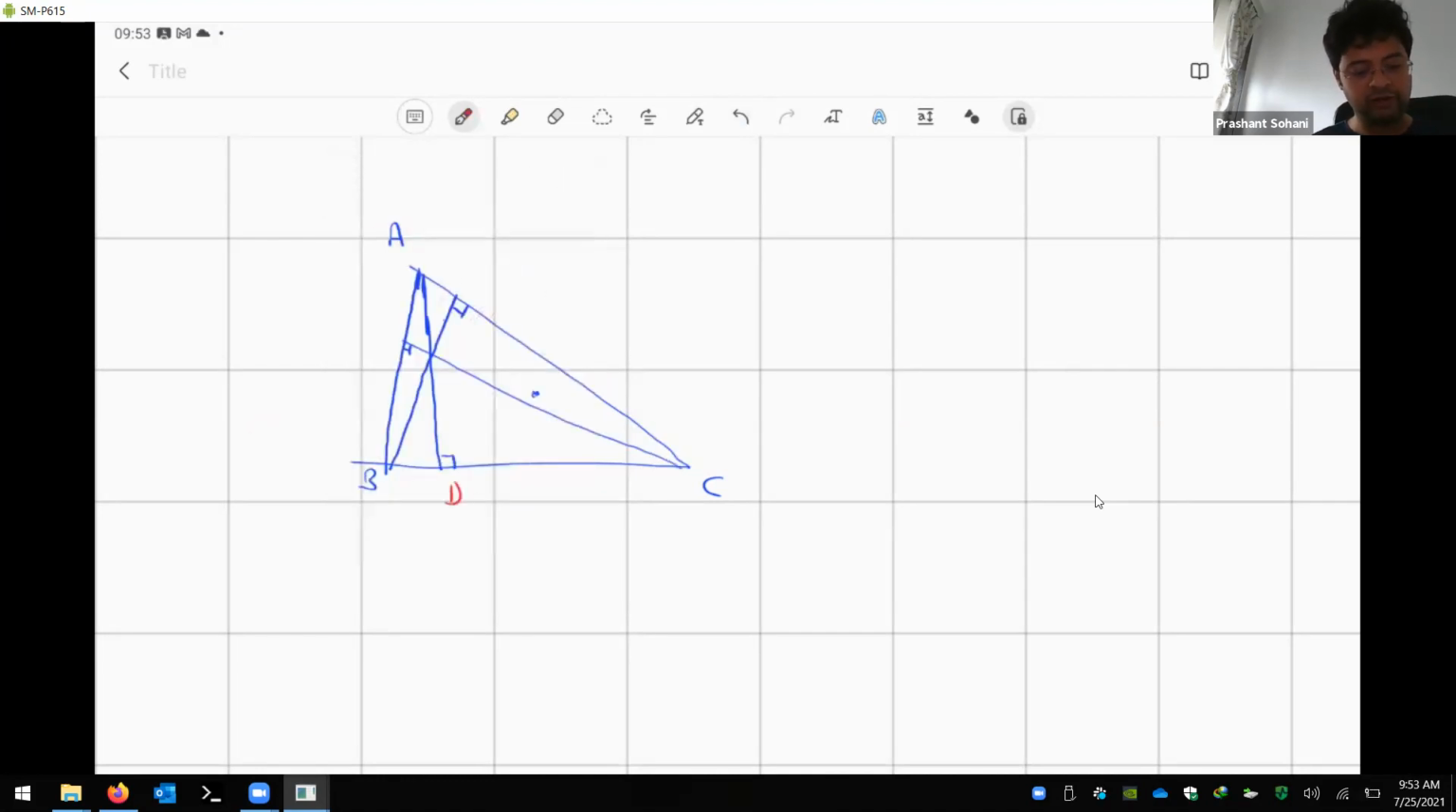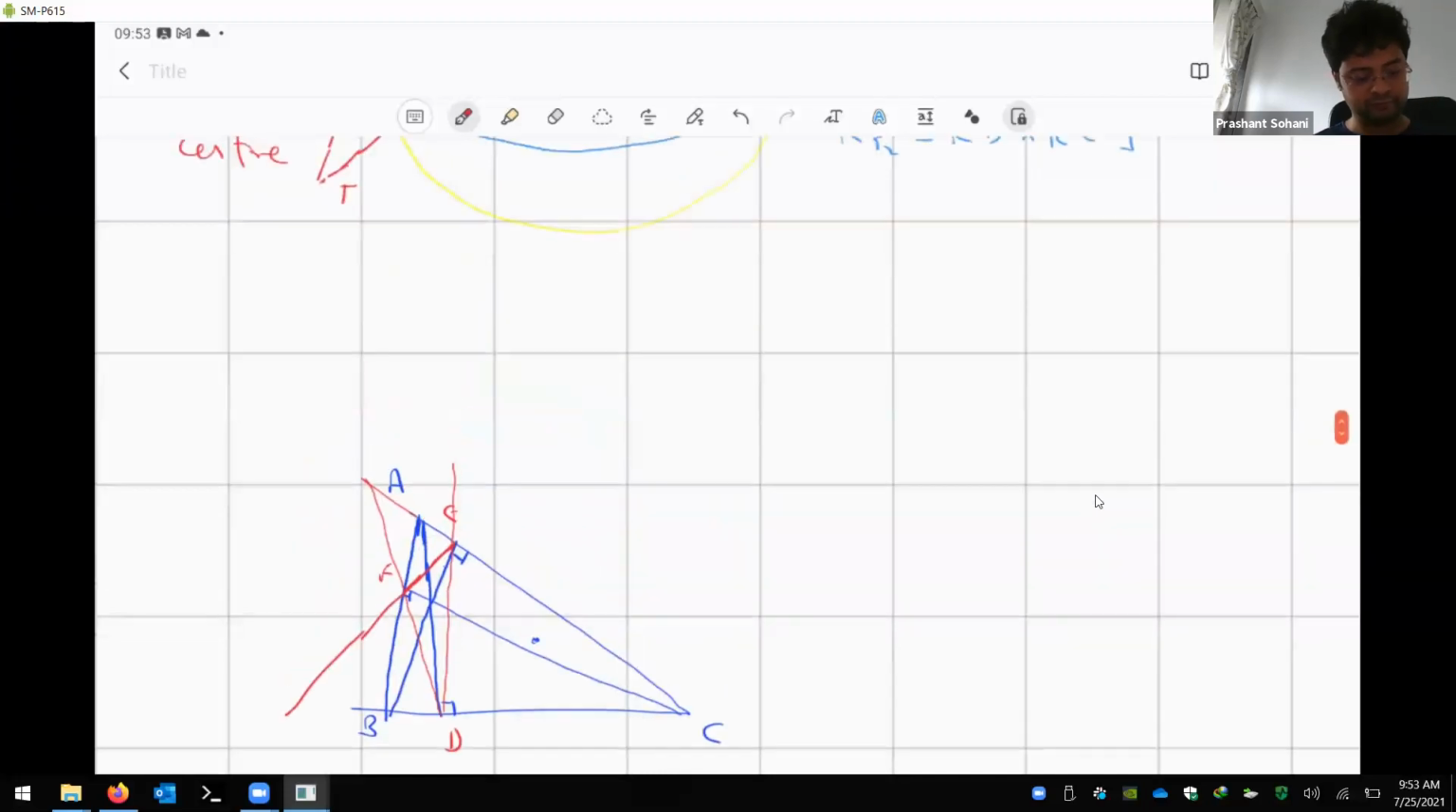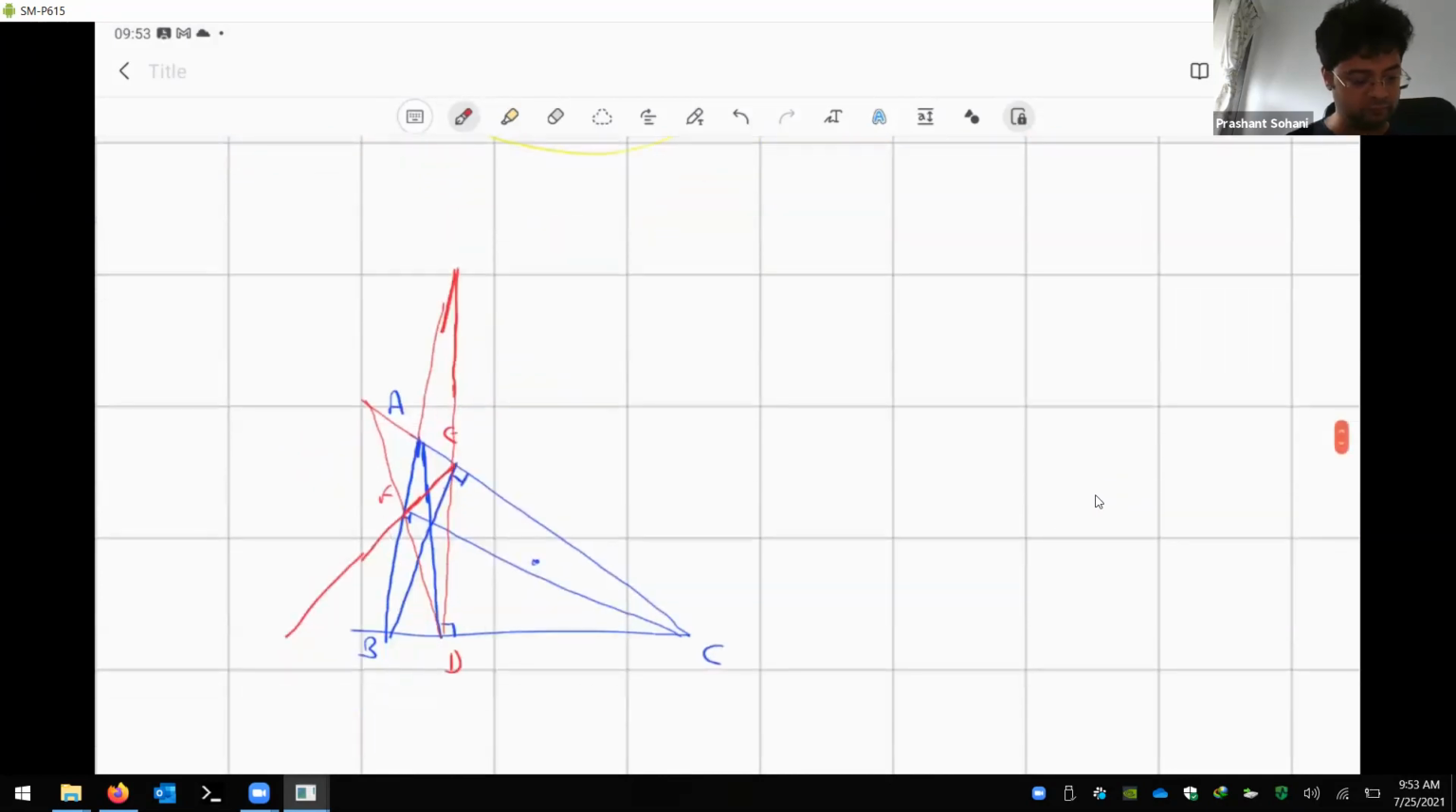Now these are my points D, E, and F. So I want to show that if I extend these segments and let them meet the opposite sides, okay, this is my point R, this is S, and this is T. So they are looking roughly collinear even with this bad diagram. So R, S, and T are collinear.